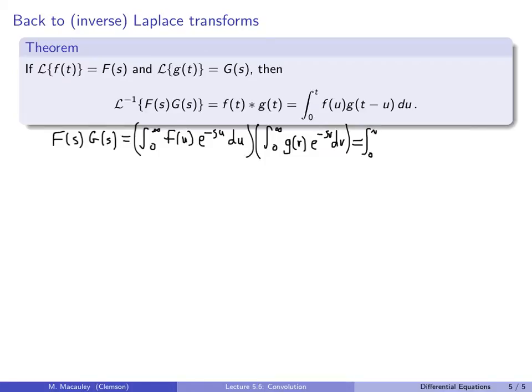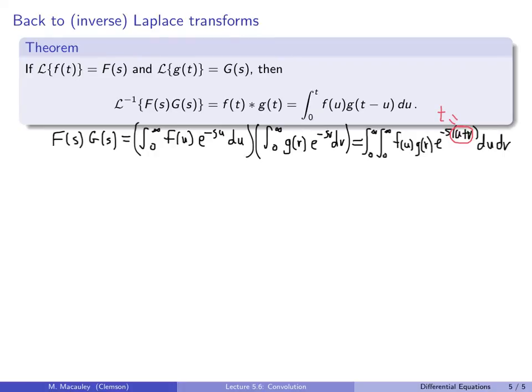So this thing here is a double integral of f of u, g of v, and now we have e to the minus s, u plus v, du dv. So this thing looks similar to a Laplace transform. I know there's an extra integral in here, but we have some function times e to the minus s times something else. What we're going to do is look at that, u plus v, and I want to call that t.